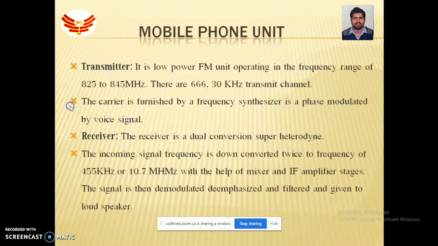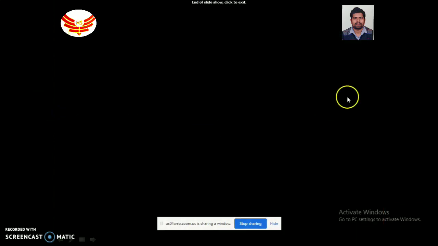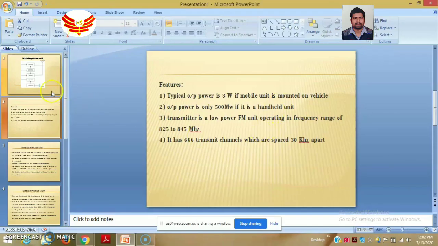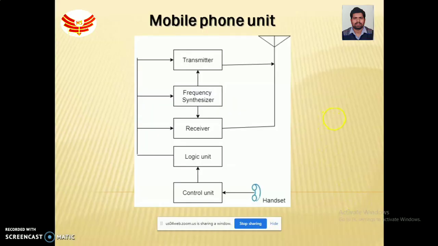In the next video, we see details about the transmitter block, receiver block, frequency synthesizer block, logic unit and control unit, with details of their block diagrams, functions and features.